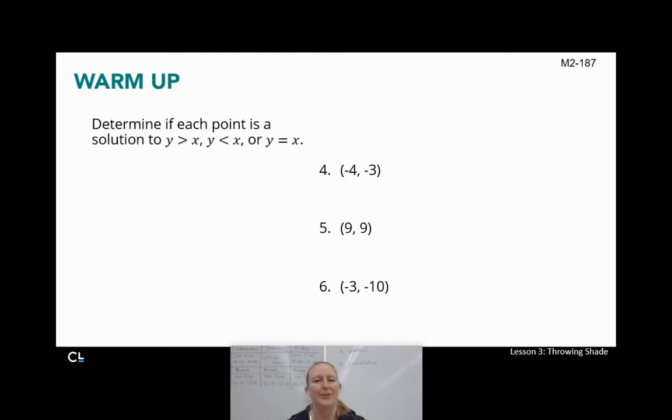But before we do, have just a couple of warm-up problems. You did warm-ups 1, 2, and 3 last time. Today, you're going to do warm-ups 4, 5, and 6. Again, the idea is: is your y-coordinate greater than x? Is your y-coordinate less than x? Or is your y-coordinate equal to x? That's all you're doing. So go ahead, hit pause, work it out, hit play when you're ready to check your work.